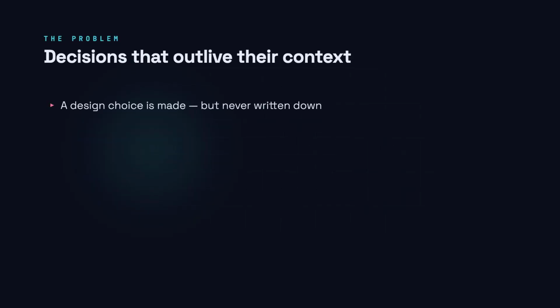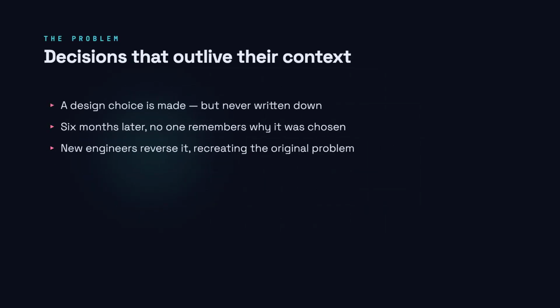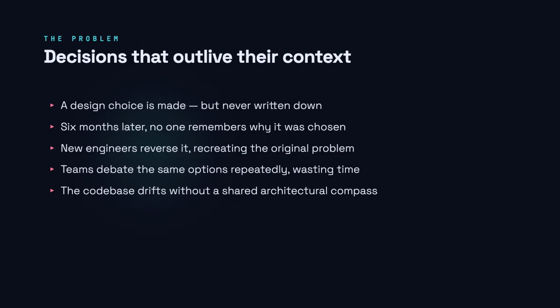Here is a pain every growing team recognizes. Someone makes a smart architectural call. Maybe they chose a message queue over direct service calls to handle back pressure, but the reasoning lives only in a Slack thread or someone's head. When that person leaves or when the team grows, that knowledge evaporates. The code shows what was built, but nothing explains why, and the team is left guessing.